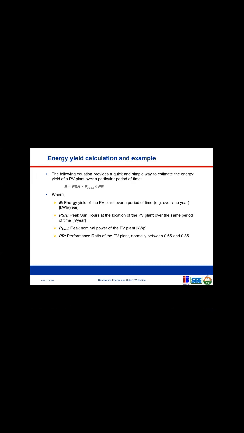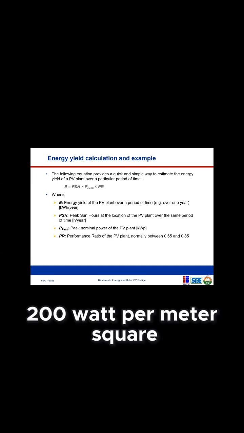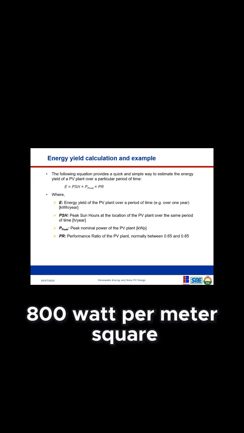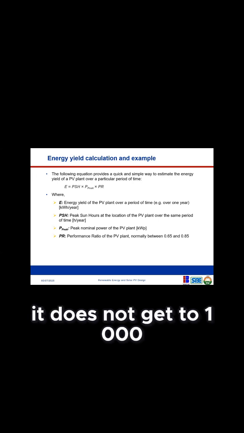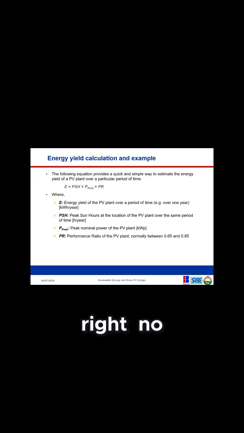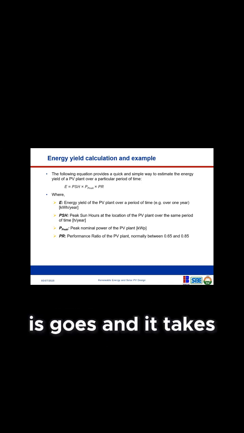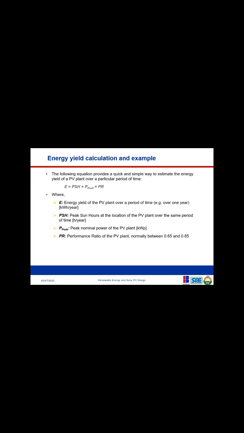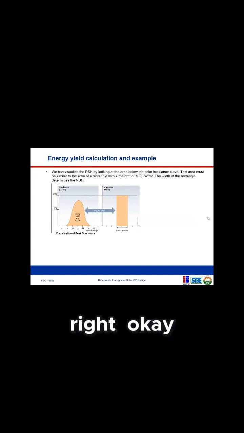But when the sun comes out, it is not at 1,000. It can be at 200 watts per meter square. It can be at 400 watts per meter square. Even at peak, it can be at 800 watts per meter square. So it actually does not get to 1,000. In some cases, sometimes it might get to 1,000 watts per meter square, right? Now, the sun comes out in the morning, it peaks around noon time, and then by evening, it begins to drop, right?